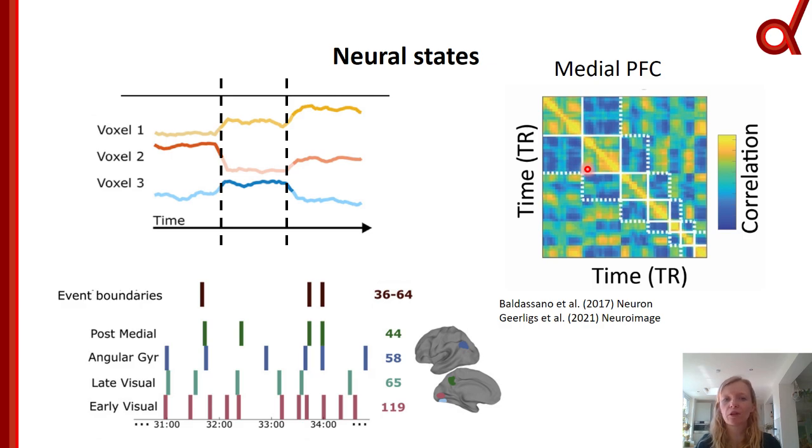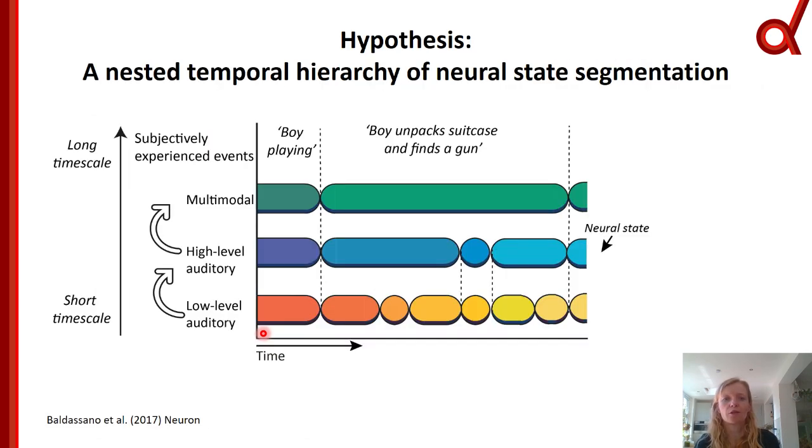And what Baldassano and colleagues showed is that these neural states have interesting overlap with event boundaries. So the time points where we identify boundaries between neural states overlap with boundaries between events. And also that there seems to be this hierarchy. So there are more neural states in low-level areas, whereas multimodal regions show fewer neural states that are longer lasting. So in their paper, they propose this hypothesis, which is that there should be this nested temporal hierarchy of neural states that underlies our ability to segment experience into events.